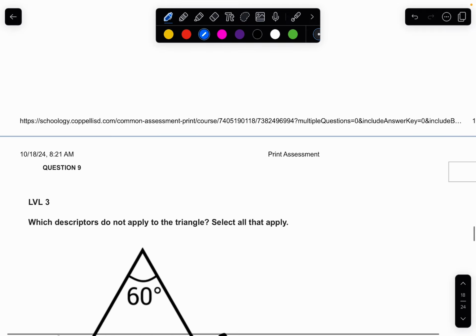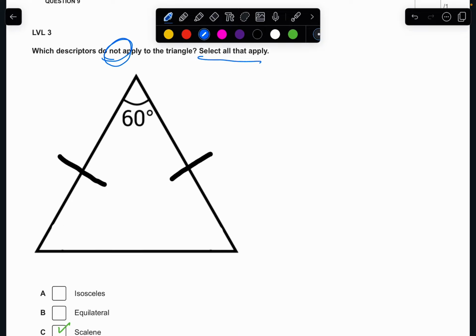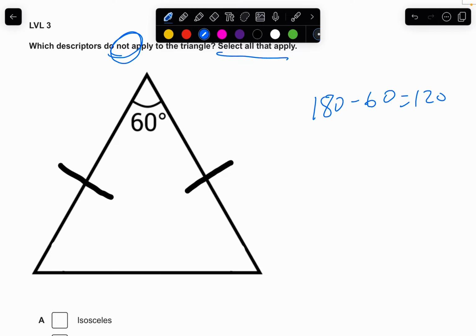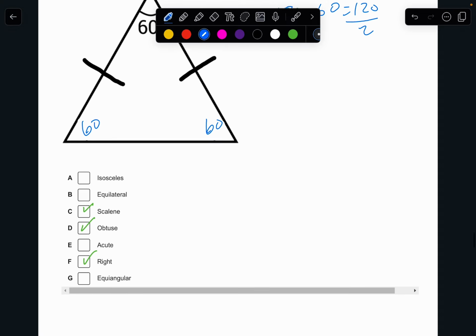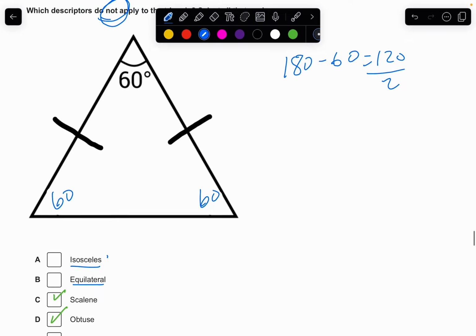All right. Which descriptors do not apply to the triangle? Select all that apply. Well, it's another isosceles triangle, so if that corner is 60, 180 minus 60 is 120. Divided by 2, these corners are also 60. So it's actually an equilateral triangle. So which ones do not apply? It is isosceles. It is equilateral. Remember, isosceles triangles can sometimes be equilateral, and this isosceles triangle is equilateral.